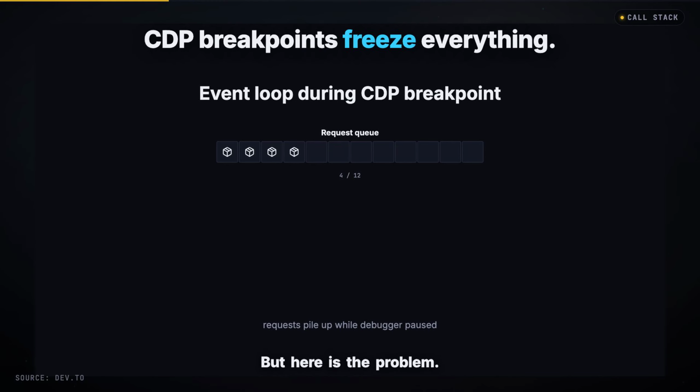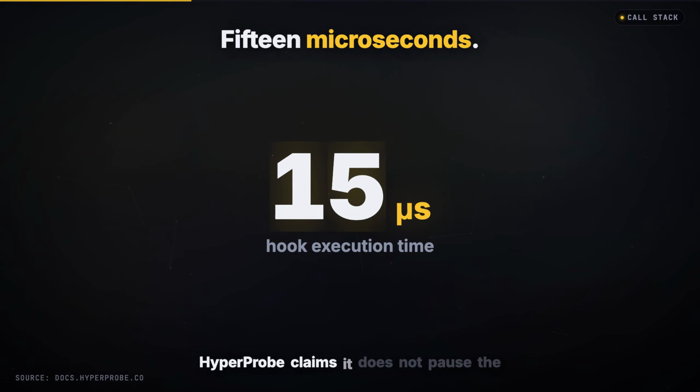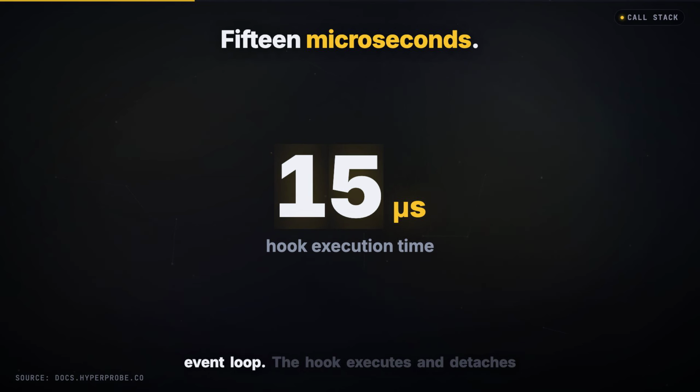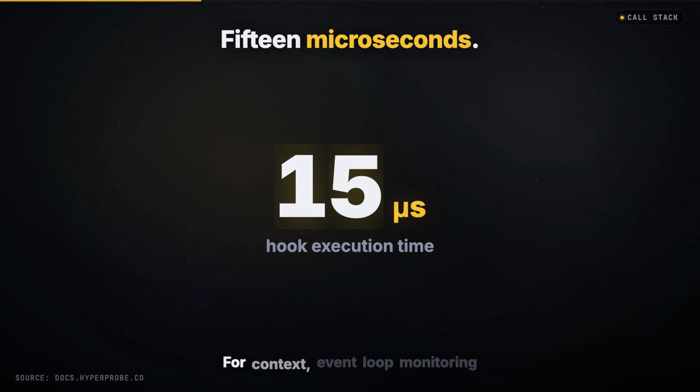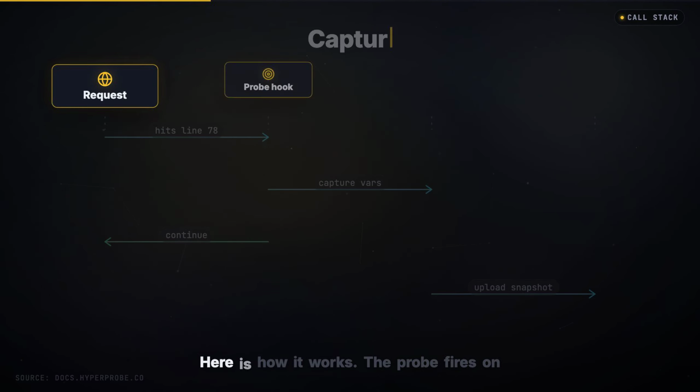But here's the problem. CDP breakpoints halt the event loop by design. When the breakpoint hits, the entire JavaScript thread freezes, blocking every other request queued behind it. This is how traditional debuggers work. HyperProbe claims it does not pause the event loop. The hook executes and detaches in under 15 microseconds. For context, event loop monitoring typically flags blocking over 100 milliseconds. Here is how it works.